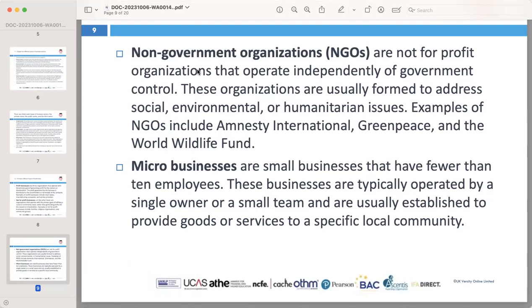Yeah, right. Okay. So the next one is micro businesses. These small enterprises have fewer than 10 employees and are often operated by a single owner or a small team. They tend to serve specific local communities.